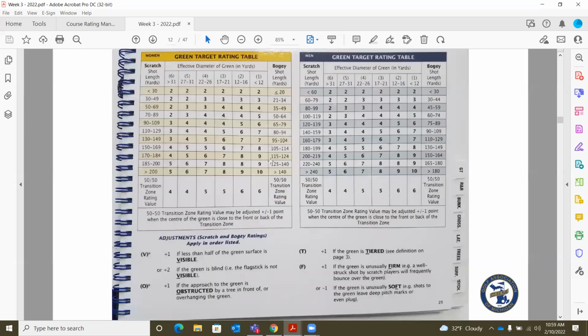But when we look at our chart, in this case we have two different charts, one for men, one for women. So the men is the blue and the women is the gold here. And essentially, we have a multi-faceted chart here, which can be a little complicated, but we have our scratch player on the left and our bogey player on the right, just like we do in the Form 1. And then we have this effective diameter of the green, or effective green diameter. And then we have the shot length.